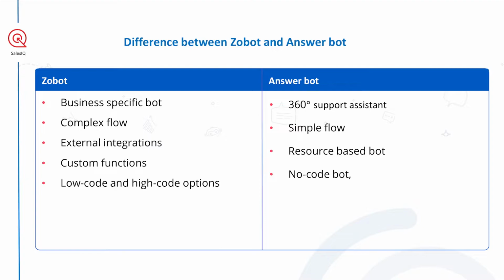But Zobot, on the other hand, is very powerful. It can perform business specific functions and it can undergo complex flows. It can also integrate with external applications, and we have two options of building this Zobot. You can either use our low code codeless bots or go with the high code options such as Deluge or your own bot building platforms using webhooks.